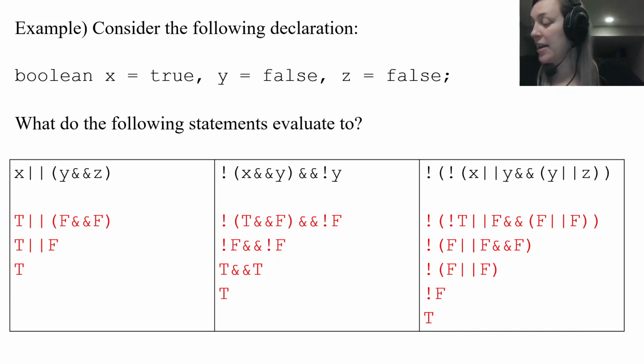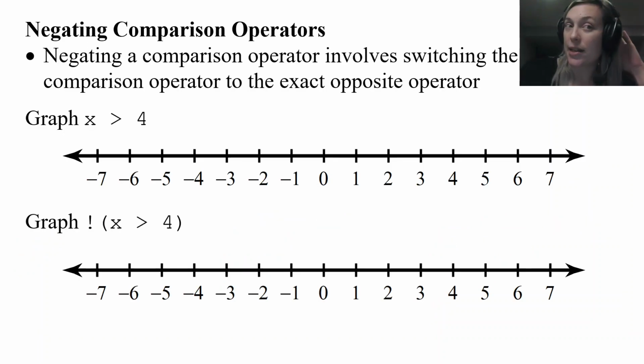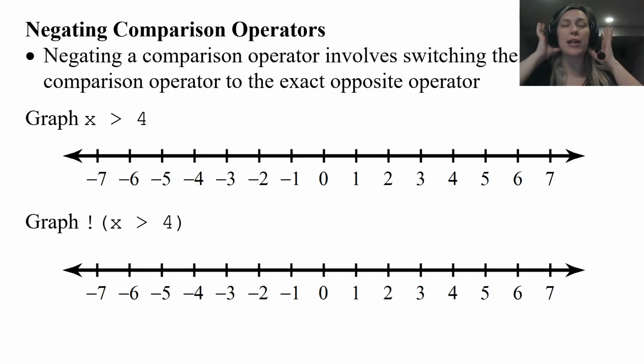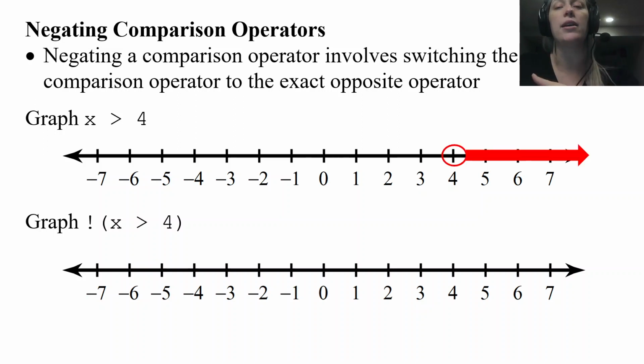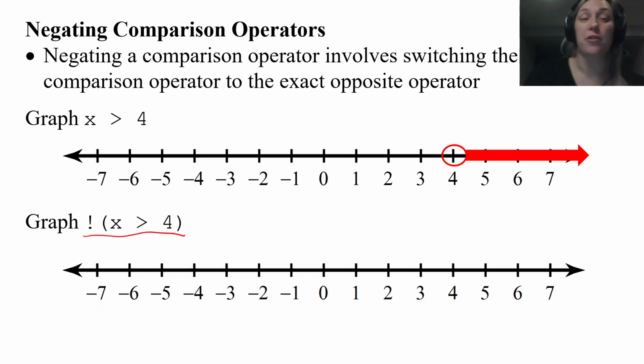Now let's look at negating comparison operators. So let's involve some comparison operators now that we've gone through the examples with Booleans. Negating a comparison involves switching the comparison operator to the exact opposite operator. I always think of a number line when I try to picture this. If I wanted to graph x is greater than 4, think back to your algebra classes. How would you graph that on a number line? You would do an open circle on 4 and then shade everything greater than 4, right? Now, what if I asked you to graph not x greater than 4?